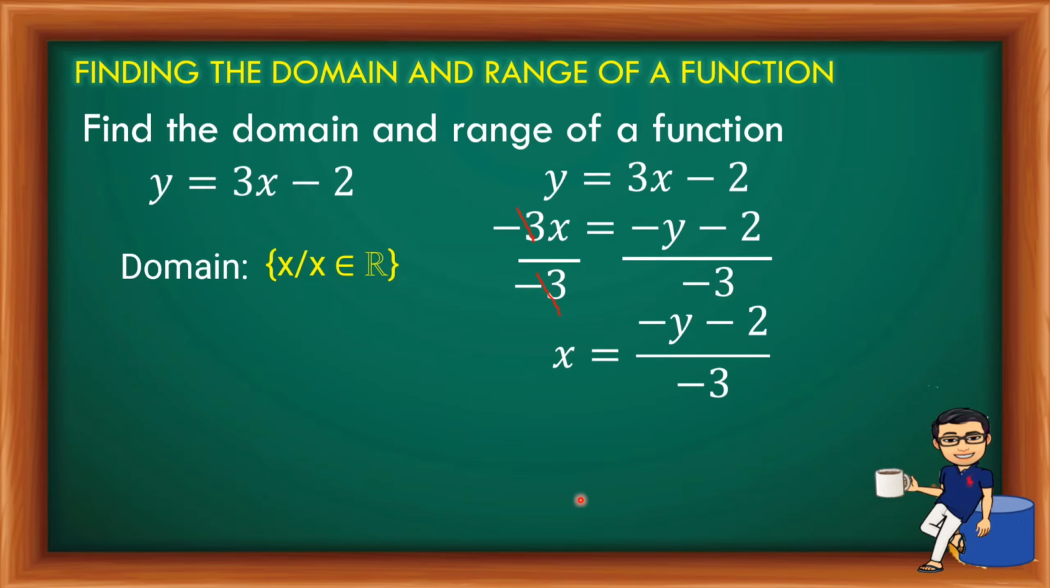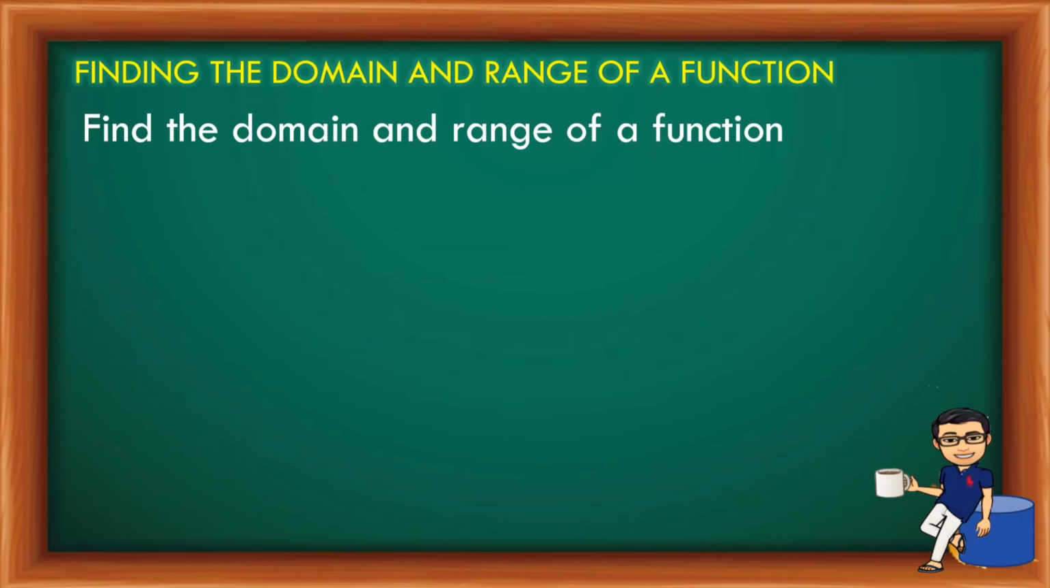So, ibig sabihin, pwede ulit kahit anong ipalit natin sa y. So, pwede ang negative, pwede ang 0, pwede ang positive. Therefore, ang range natin ay y such that y is the element of real numbers. Kasi nga, kahit ano ulit ang ipalit natin. So, sana na-get natin? Okay, let's proceed with the second example.